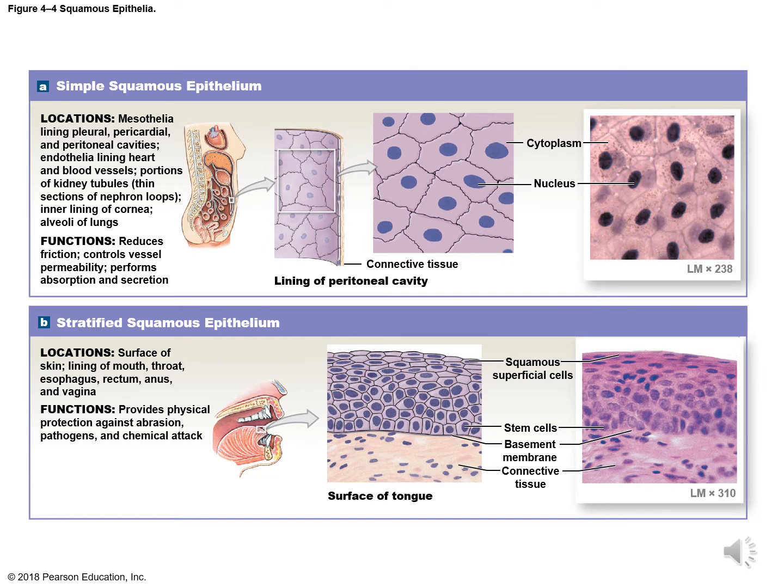And then you have stratified squamous, and this is going to be found in areas where there's a large amount of mechanical stress. It's going to be found in the skin, the lining of the mouth, the esophagus, the anus. These are just examples of where you're going to find it.